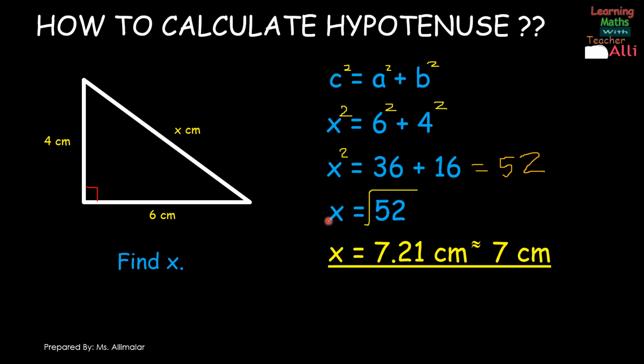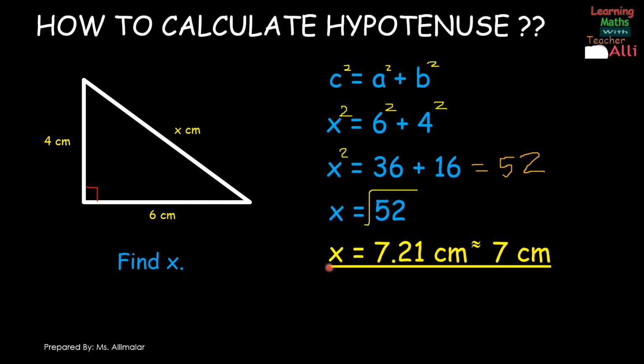If you want to find just x, you don't want the x square, you want the value of x only, what should you do? What is the opposite of square? Opposite of square is square root. So you must put x equals, just now this was x square, correct? X square equals 52. So if you want to find x, you must put square root 52. Always remember, opposite of square is square root.